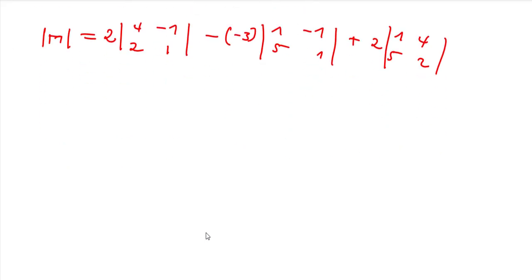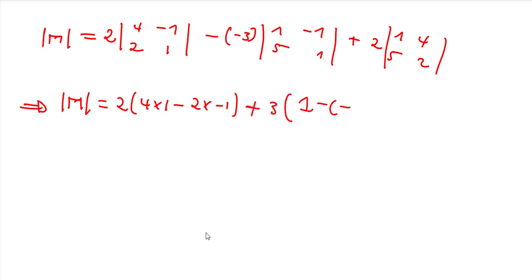Now that's the simplest form. This implies that the determinant of our matrix will be equal to 2 times, and you can calculate the determinant of a 2 by 2 matrix, which is AD minus BC, the product of the leading diagonal minus the other: 4 times 1 minus 2 times negative 1, minus, so minus 3 will give plus 3 times 1 minus negative 5, plus 2 times 2 minus 20.